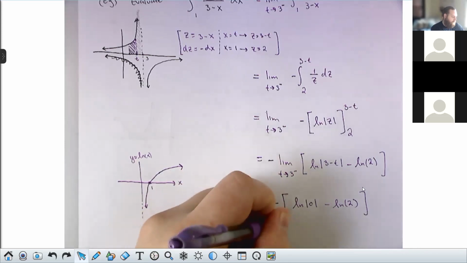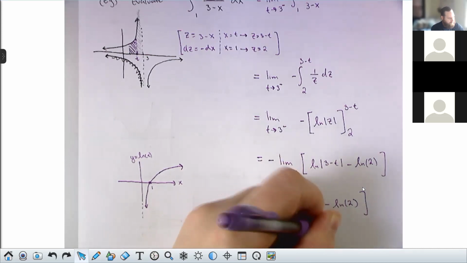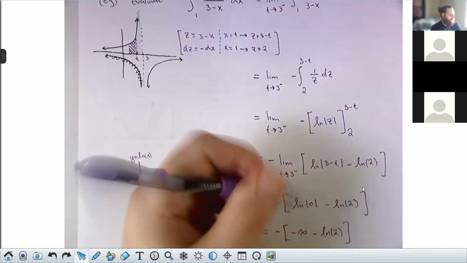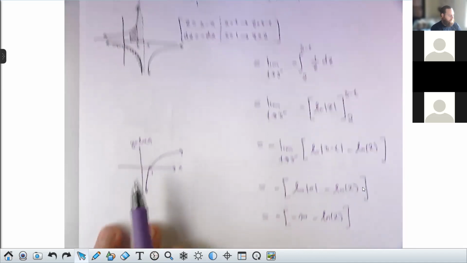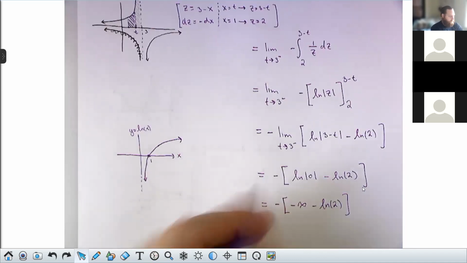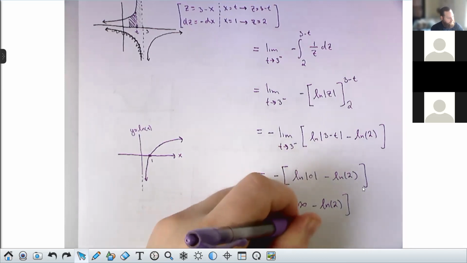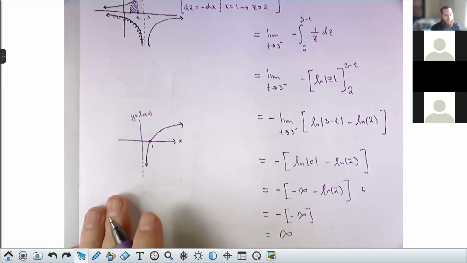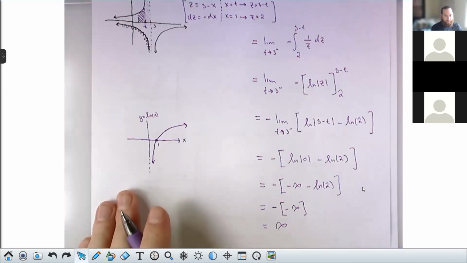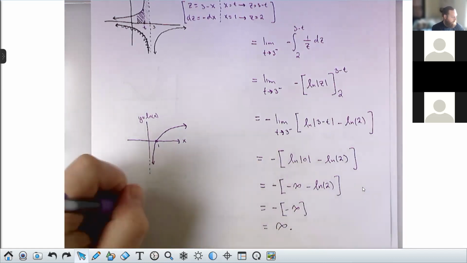So what we get here is negative infinity minus the natural log of 2. So if you take negative infinity and you subtract natural log of 2, which is about 0.69, you get negative infinity. So this is negative infinity, which is positive infinity. So this integral very much diverges.